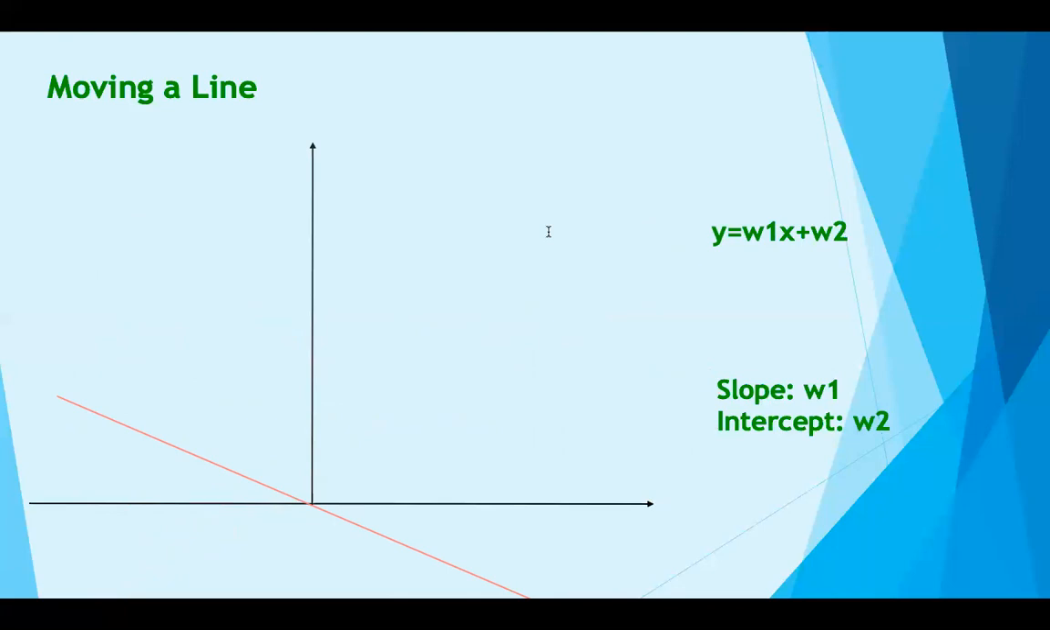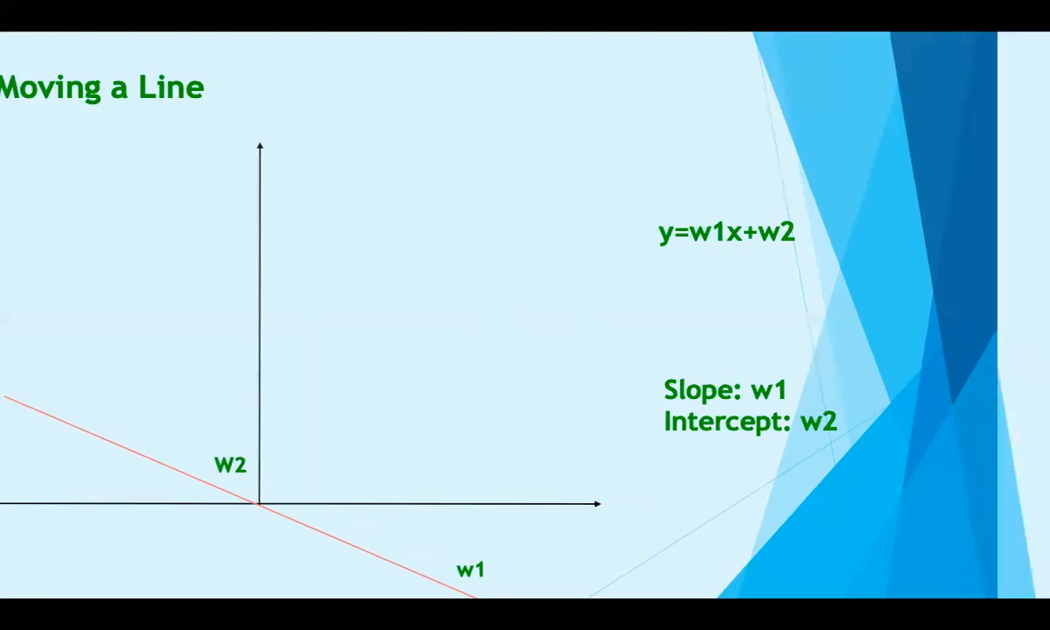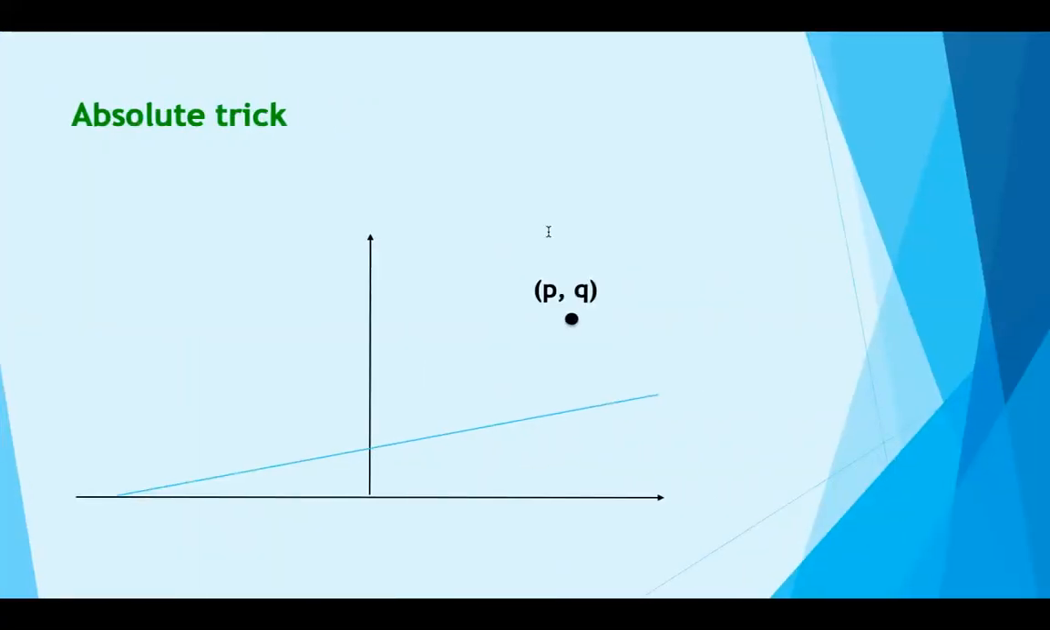Let's see how it works. Let's start with a point and a line, and the idea is that the point wants the line to come closer to it. Let's take the coordinates of the point, which are p and q. p is the horizontal coordinate and q is the vertical coordinate. The line equation is w1 x plus w2. An easy way to move the line closer to this point is to add 1 to the y-intercept. Then the line will move up.